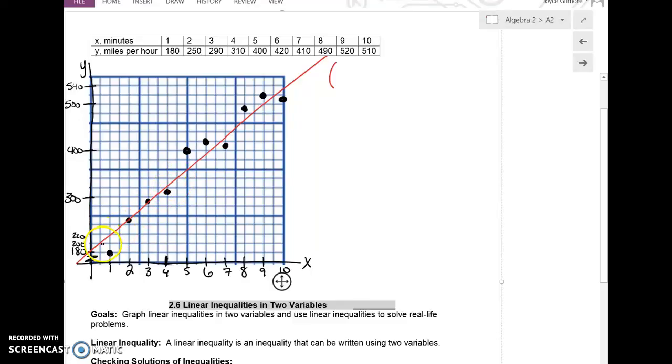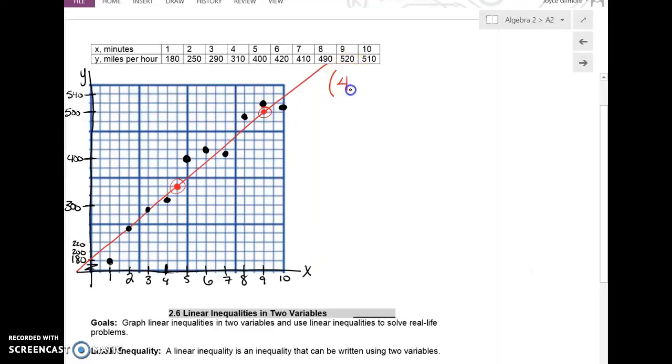And to find points on my line, that would be a good one. Here's one. And up here, how about there? Now notice the second point is really close to one of the original data points, but I did not use that data point because that point is not on my line. You want to use 2 points that are actually on your line. So my points are 4.5, 340, and 9, 500.